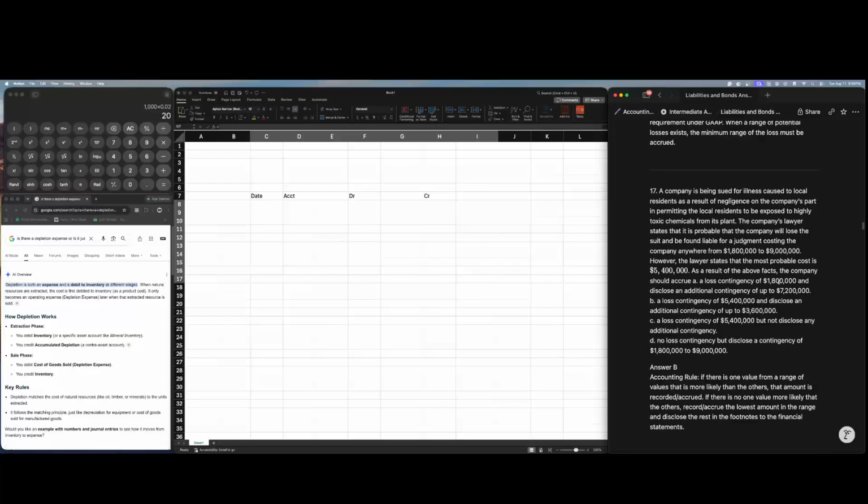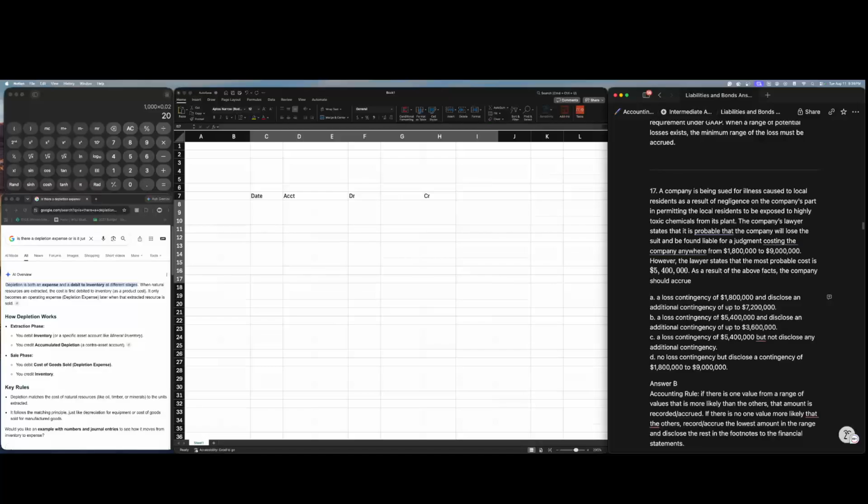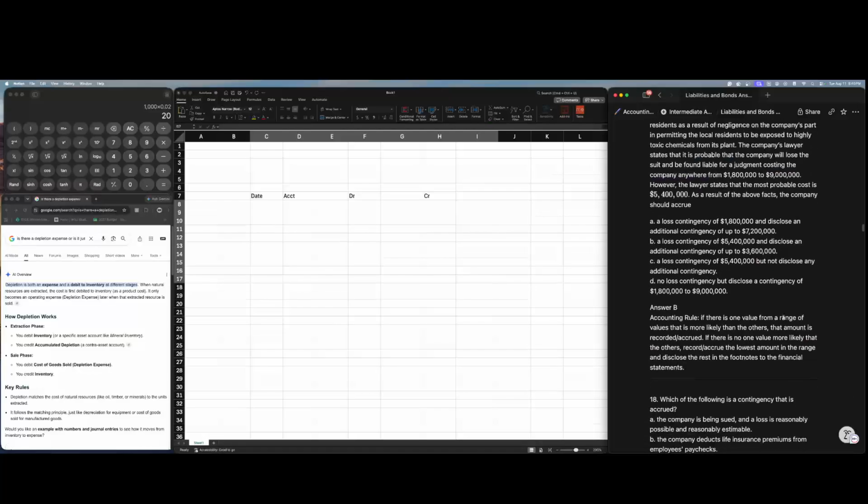This is a company being sued for illness caused by negligence toward local residents. It states that the liability could be 1.8 million to 9 million, with a probable cost of 5.4 million. So, should they accrue a loss of 1.8 million and disclose the additional contingency? Yes, you would want to put the disclosure of the most probable cost. Other than that, it's going to be the minimum of the range of loss.